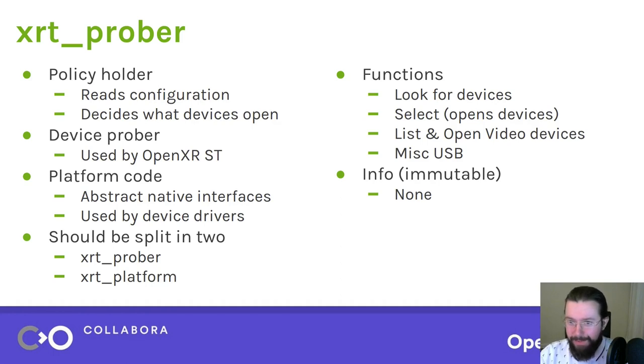The prober, which is the thing that was called the platform part of the code, holds a lot of the policy and how to set up the entire VR system that you want to use. So this is mostly a whole bunch of miscellaneous code that we need to throw together and that needs to be able to reason about the whole system. It's used mostly by the OpenXR state tracker and just says, hey, I want to know what type of devices are here, or just give me a system that I can use.